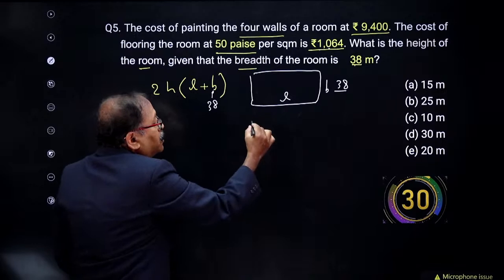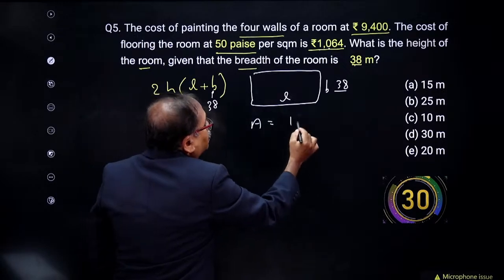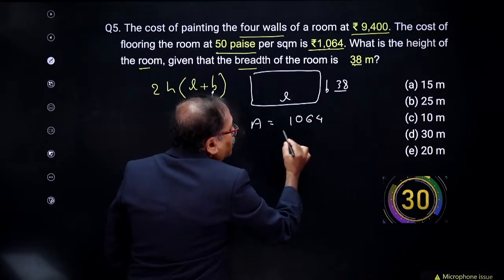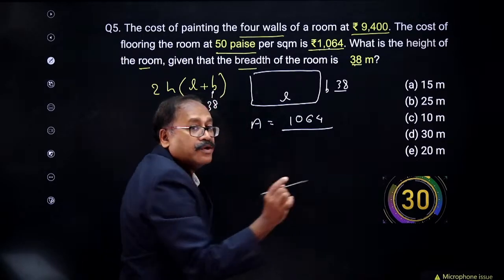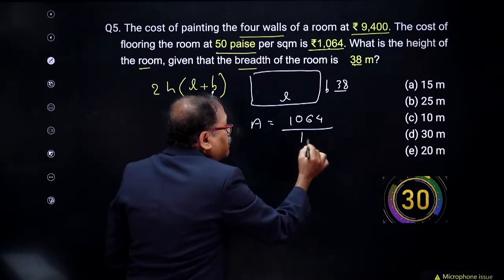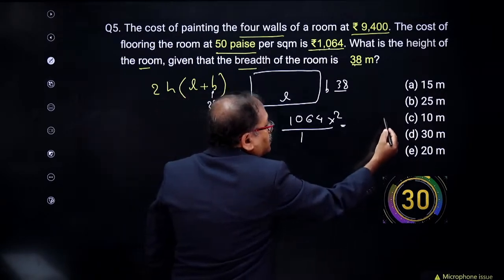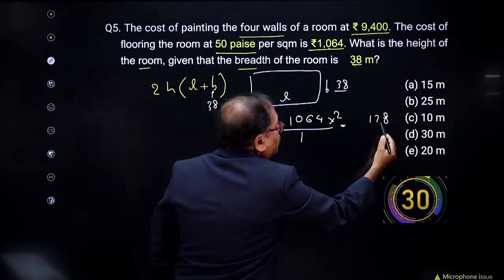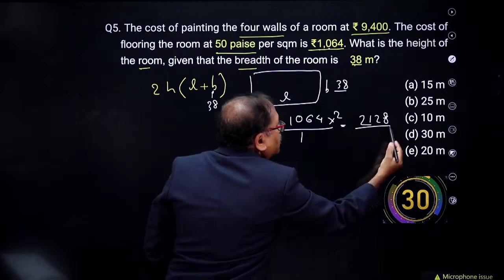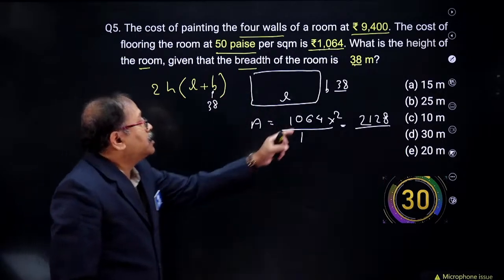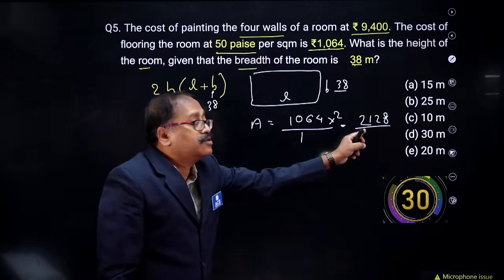Then the area of the floor will be 1064 divided by 0.5, in other words 1 by 2. So I get the area, which is 2128. And we know that 38 into L is equal to this much.